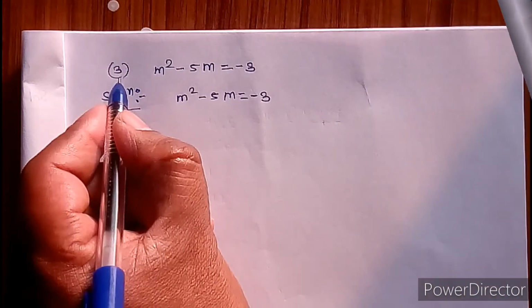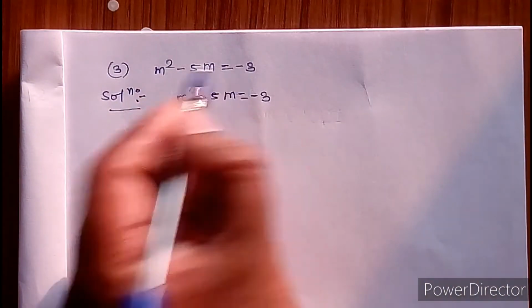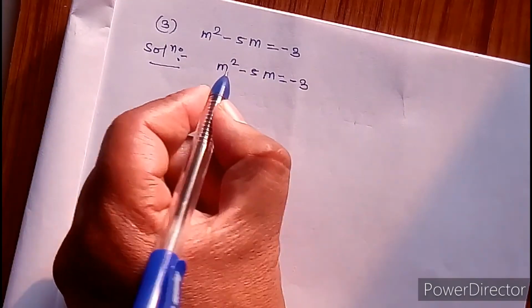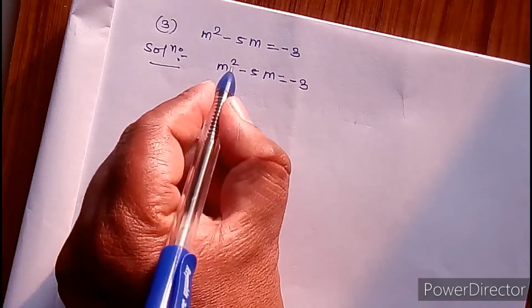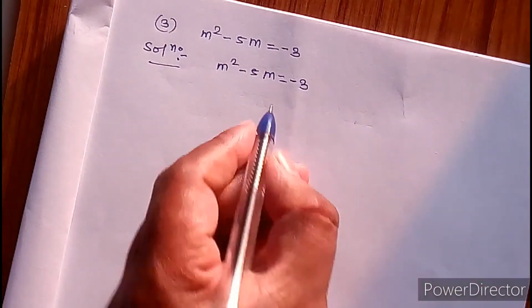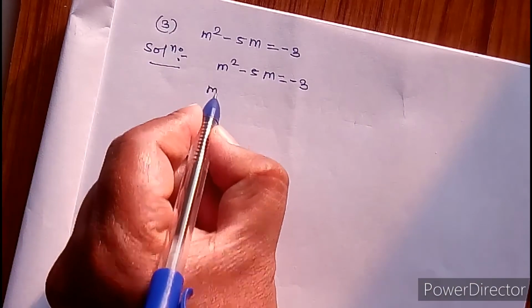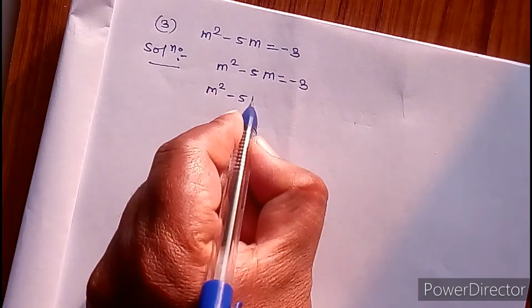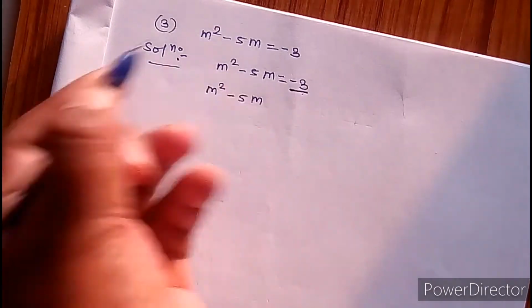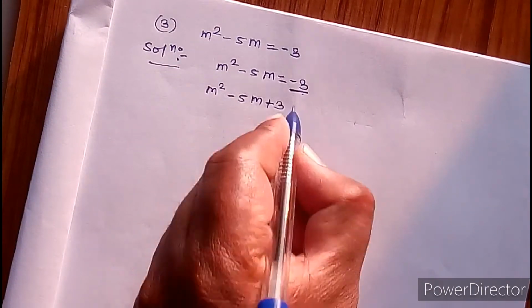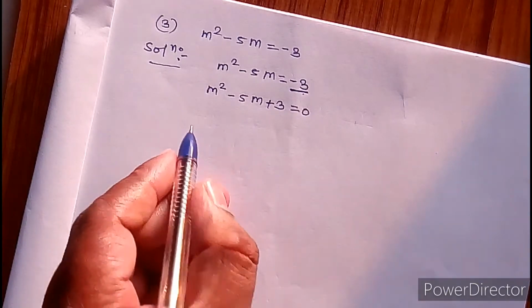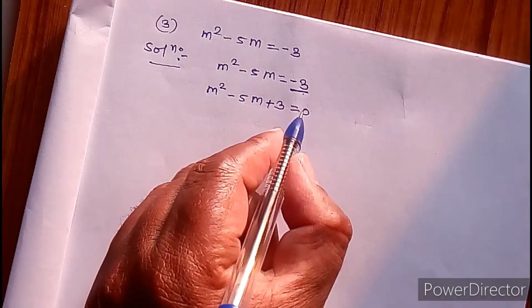The next question, that is question number 3: m square minus 5m equals to minus of 3. In the solution part, write down the problem as it is, that is m square minus 5m equals to minus of 3. Now we are shifting minus 3 to the left hand side, it will become plus of 3 equals to 0. Now we get the quadratic equation as m square minus 5m plus 3 equals to 0.